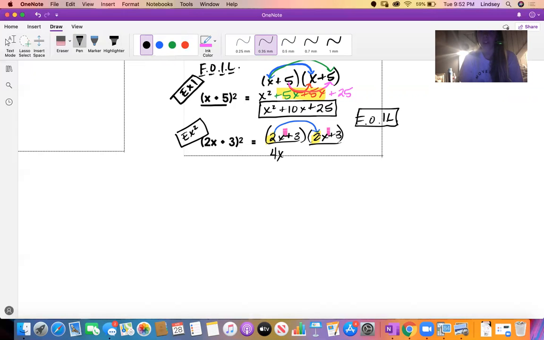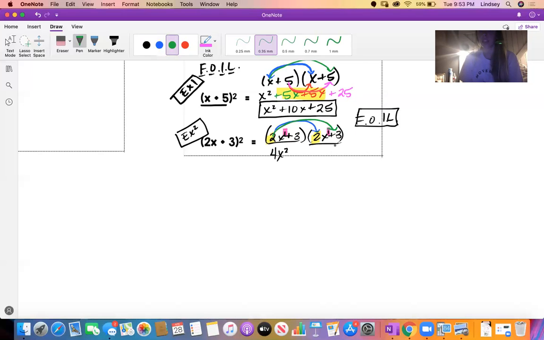And so x to the first power times x to the first power, we add the exponents, so that's going to be x squared. Okay, so you can see how all of these rules are important to eventually remember. All right, so we did first. Now we're going to do outer.